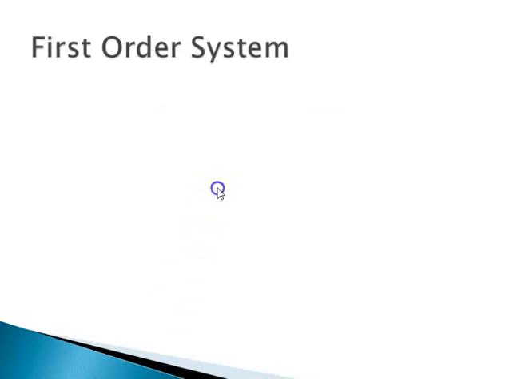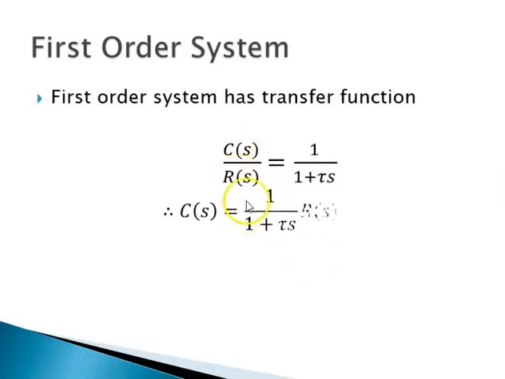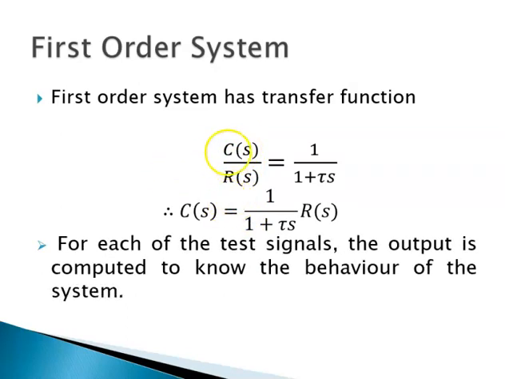A first order system has the transfer function C(s) over R(s). C(s) is the Laplace transform of the output. R(s) is the Laplace transform of the input, and this transfer function is 1 over 1 plus tau s. So we take this R(s) onto the other side and say C(s) is equal to 1 over 1 plus tau s times R(s). For each of the test signals, the output is computed to know the behavior of the system.